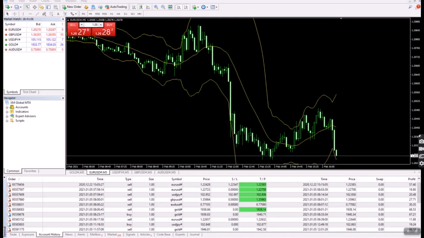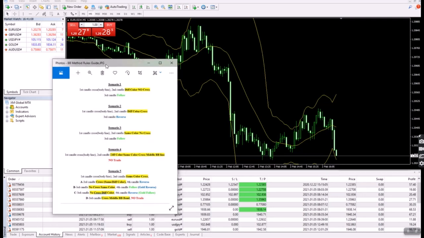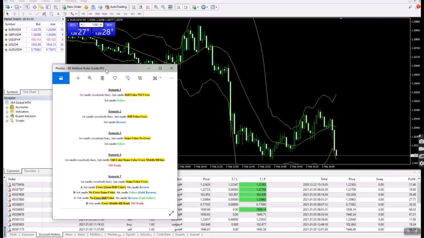Always download this guide and put it side by side with your chart. Then just follow blindly: first candle crosses, body or line; second candle is a different color, no cross. The third candle is where you will enter your follow.